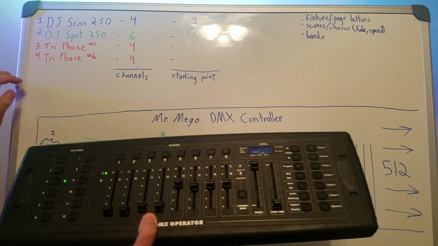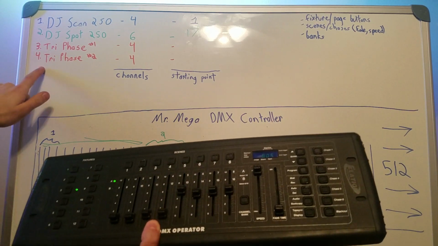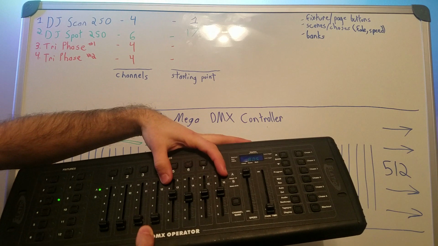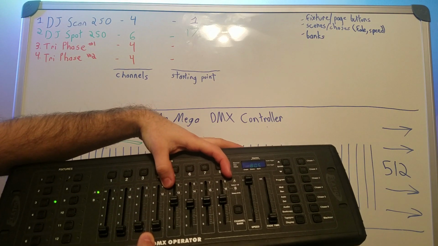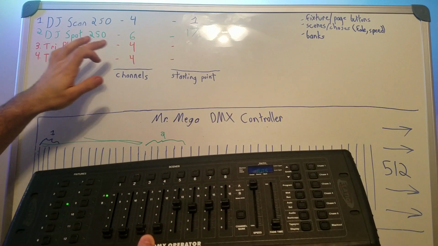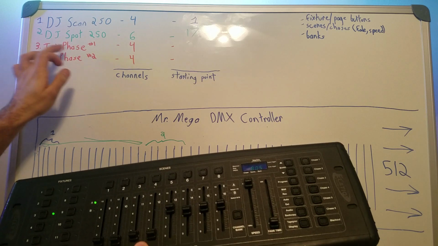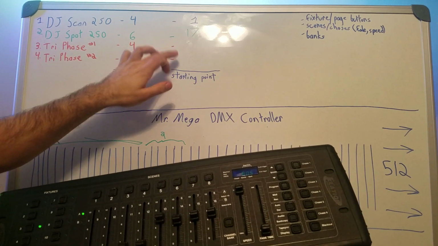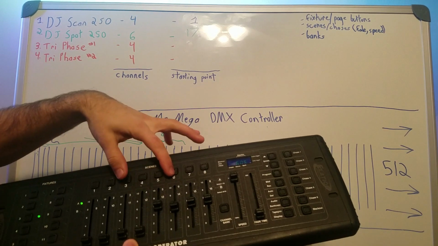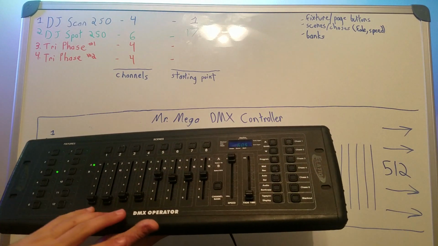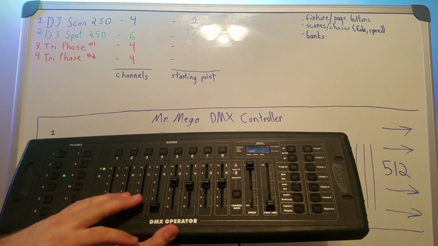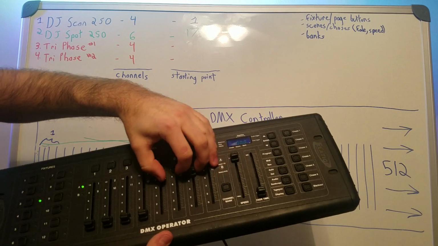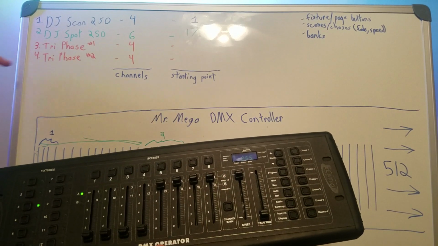My second triphase, make sure you're still recording. My second triphase is going to be the second 4. So what I'm going to do is say wherever this starting position of this triphase is, I'm going to go 4 more, and that's going to be my second one. And that way I can go on fixture 3. These first 4 here are for the first one, and these last 4 here are for the last.